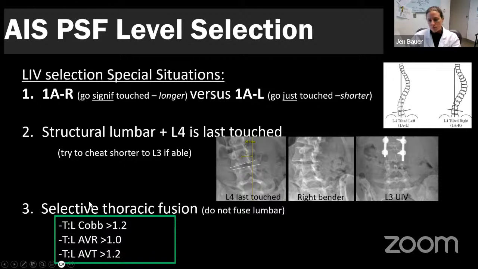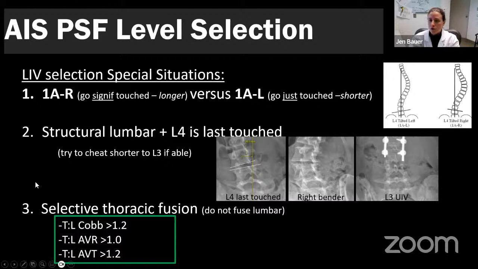Those are just two small little differences of when you want to go one more or one less at the last touched vertebra. But the biggest one to probably figure out is, should you do a selective thoracic fusion, meaning not fuse that lumbar spine? And when can you get away with doing that?